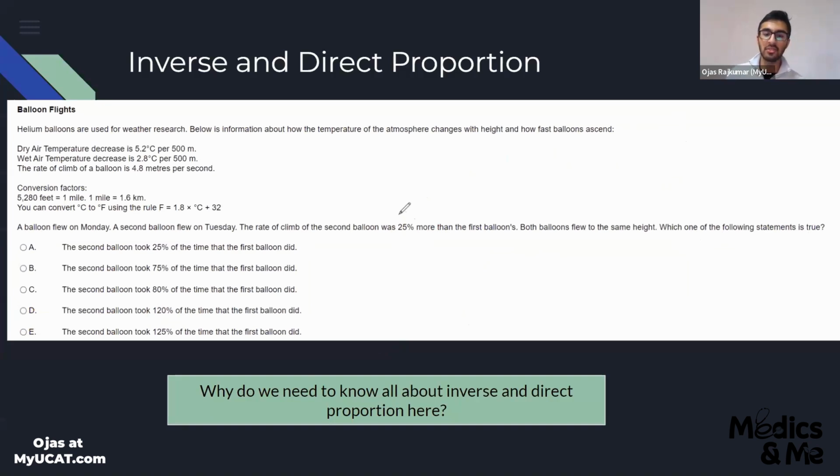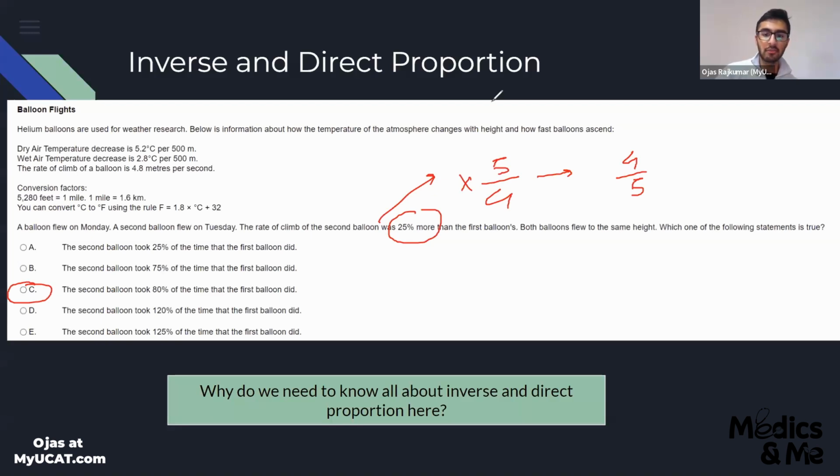Someone asking, is this the kind of question you recommend skipping? I would say honestly, if you know how to do it, it should be okay. So 25% more, that means you're going at 5/4 the speed, which means you're going 4/5 the time. And then you pick 80%. I don't think that would necessarily take you too long. I think it's hard to get started with, but once you get the practice, it should be okay.